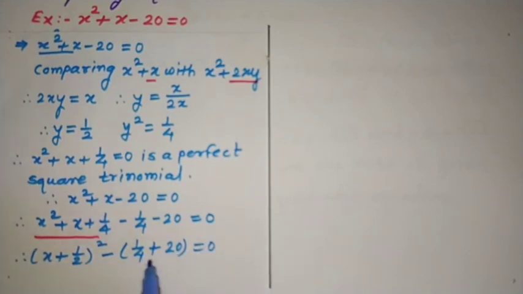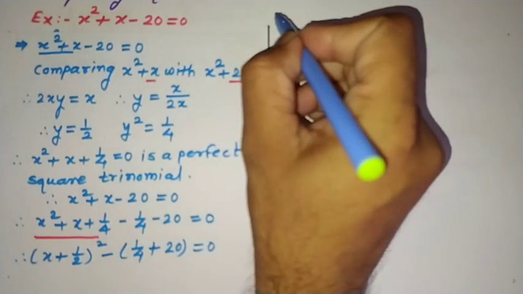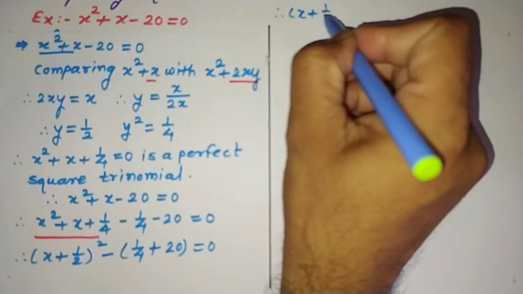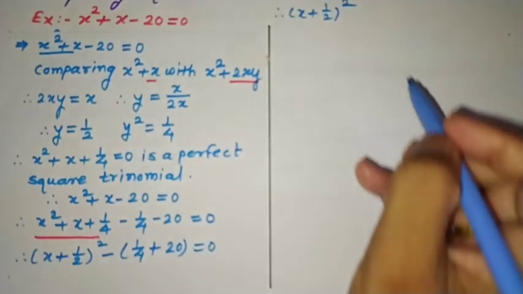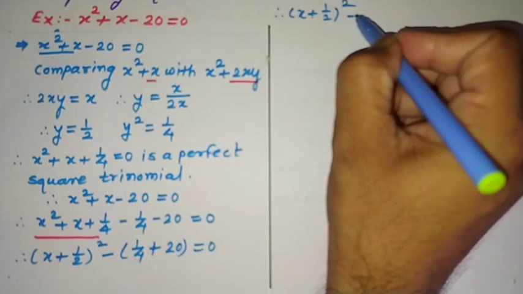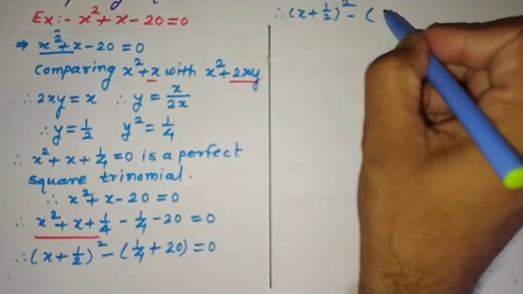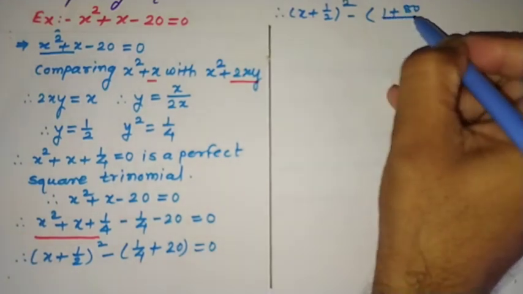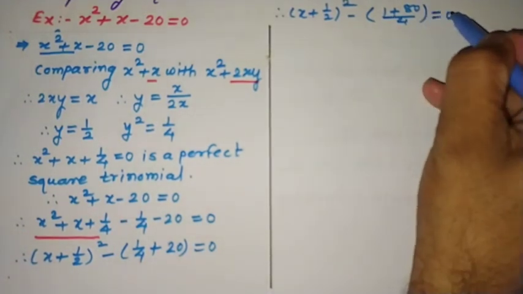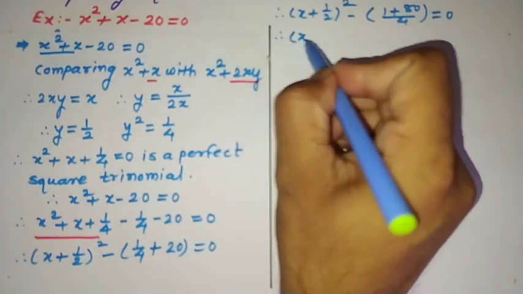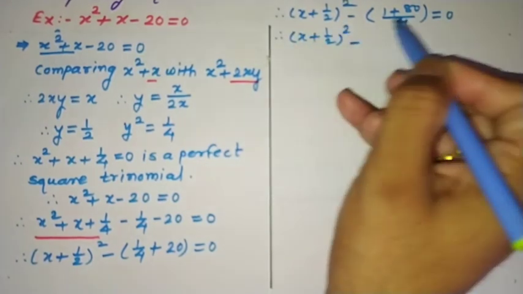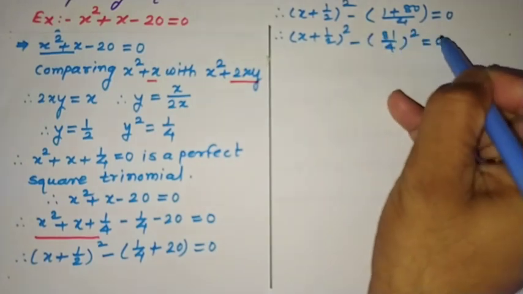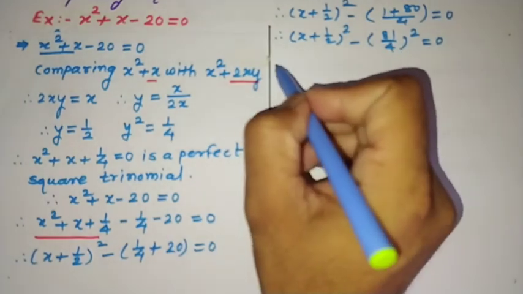Solve the bracket, addition of the two numbers. Therefore (x plus 1 upon 2) square minus 1 upon 4 minus 20, that is minus 81 upon 4, is equal to 0. Therefore (x plus 1 upon 2) square minus 81 upon 4 is equal to 0. Write the second term in square form.